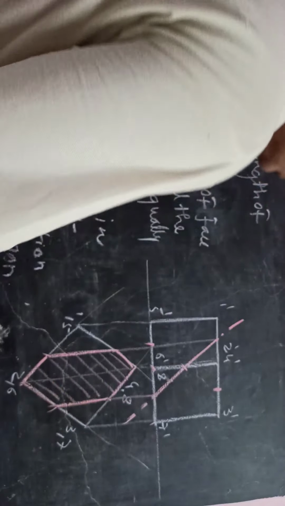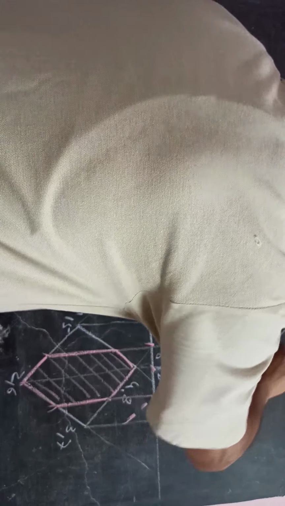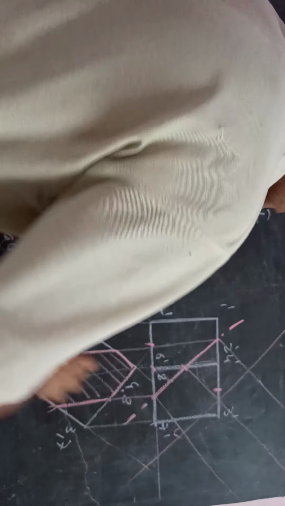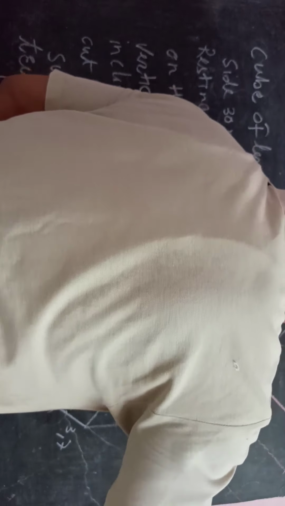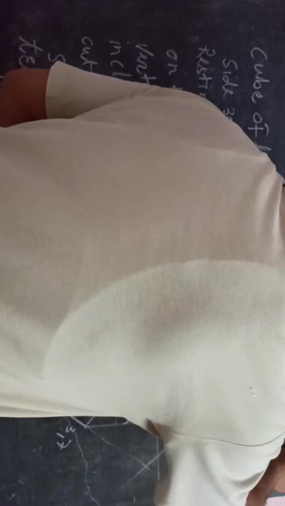And if we draw the true shape of the section, draw a line parallel to this and project these points. This should be 90 degrees. Again I am repeating it. So you can project these points. So here, here, and we will get this as a regular hexagon. So this will be the regular hexagon. So you can find this as the regular hexagon.